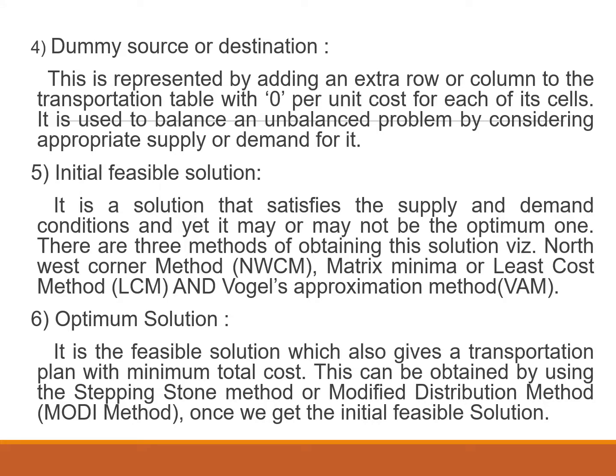There are three different methods of obtaining these solutions: the north-west corner method, NWCM, the matrix minima or least cost method, LCM, and the Vogel approximation method, VAM. Sixth, optimum solution. It is a feasible solution which also gives a transportation plan with a minimum total cost. This can be obtained by using the stepping stone method or the modified distribution method, MODI method, once we get the initial feasible solution.